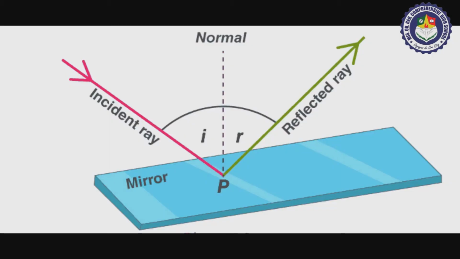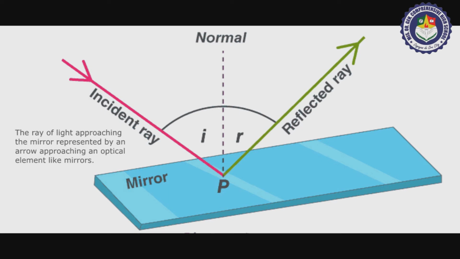Incident ray. The ray of light approaching the mirror, represented by an arrow approaching an optical element like mirrors. Deflected ray. The ray of light which leaves the mirror and is represented by an arrow pointing away from the mirror.